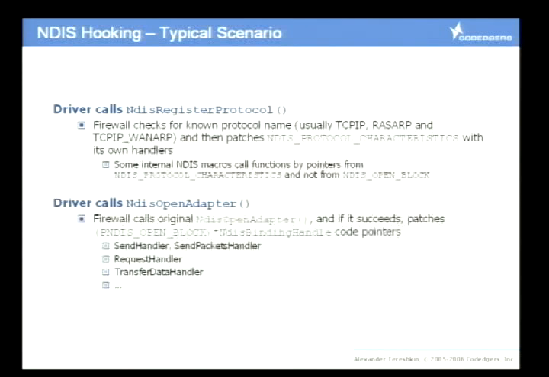A typical scenario of registering a protocol by a rootkit or any protocol driver is this. First, this driver should call NdisRegisterProtocol. This way, it informs NDIS that a new protocol is going to be registered, and later it may be bound to some specific adapter. So the firewall checks for a known protocol name, maybe TCP/IP, for example, and it patches the given protocol characteristics structure with its own handlers.